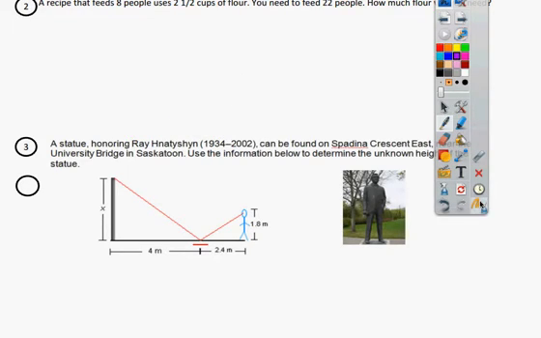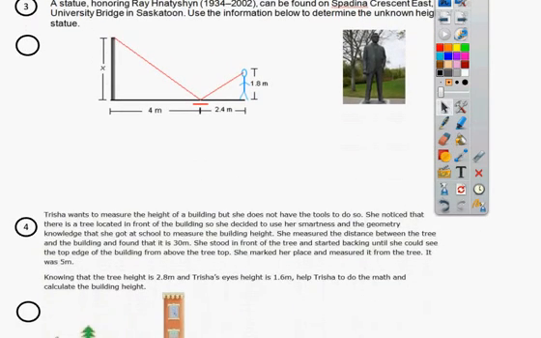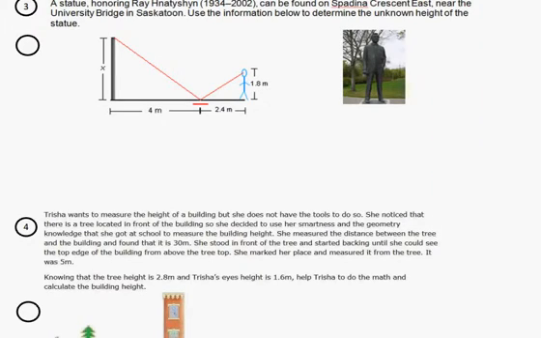Question 3, we now start having the triangles. And we have a story problem. Part of the challenge here is picking the math out of the story. In this case, it just talks about a statue honoring someone we don't know about. It tells us where it can be found. And then it says, use the information below to determine the unknown height of the statue. So the information we're looking for is really in the picture. But we do know that we are looking for the height of the statue, and that's x.